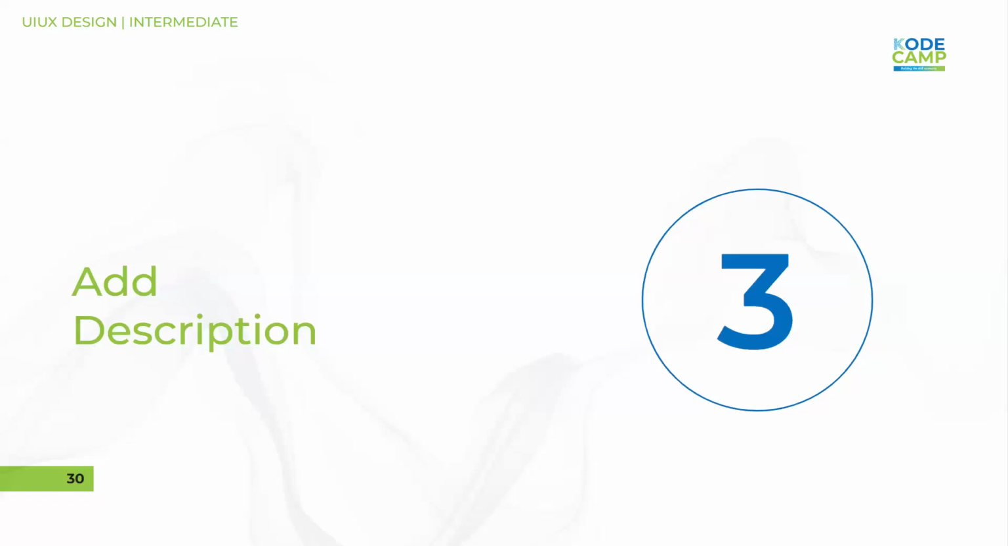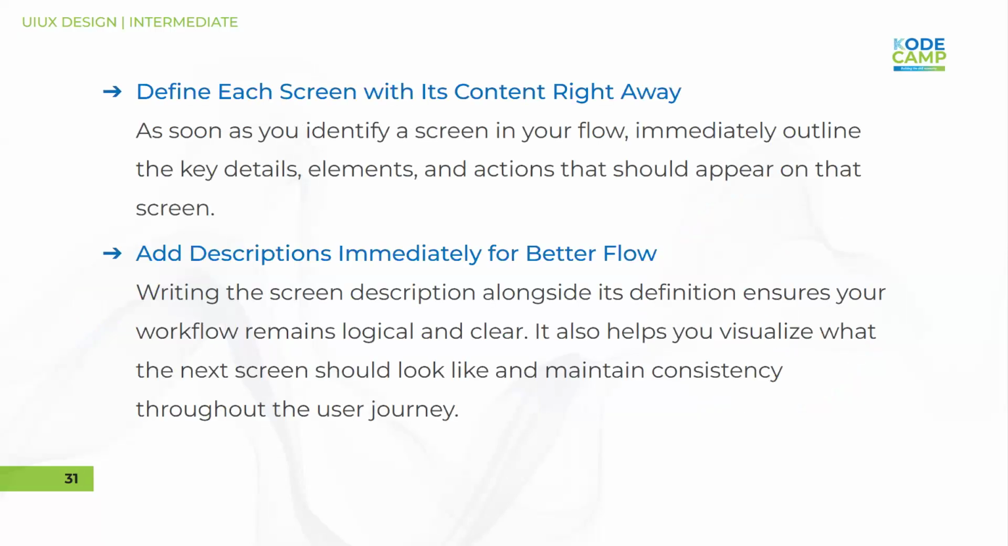So the third thing is add descriptions. Define each screen with its contents right away. As soon as you identify a screen in your flow, immediately outline the key details, the elements and actions that should appear on that screen. If not, you will forget some things. And also add descriptions immediately for better flow.